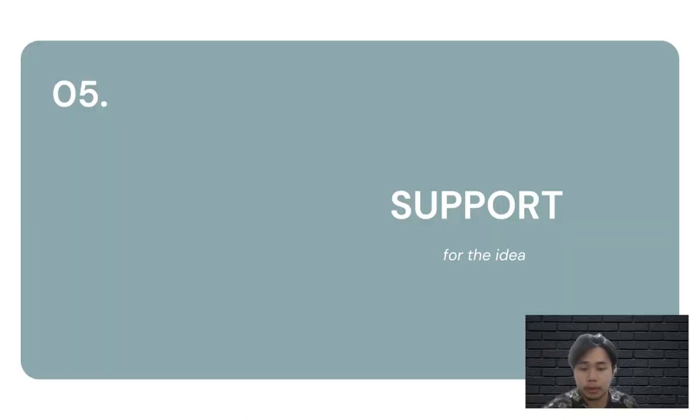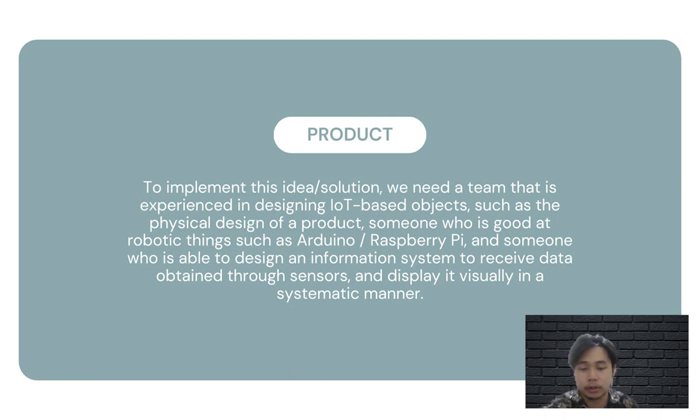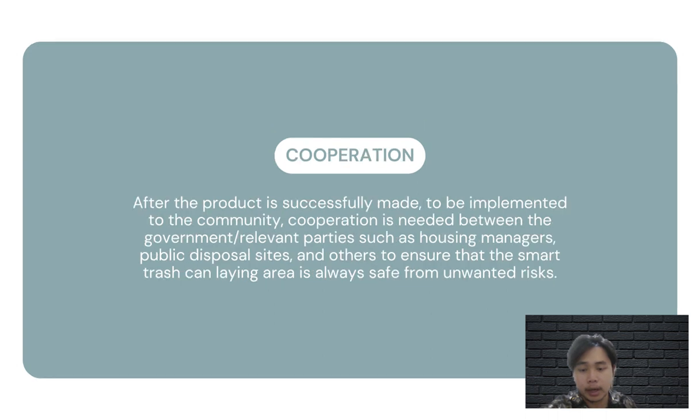What supports are needed to implement this idea or solution? To implement this idea or solution, we need a team that is experienced in designing IoT-based objects, such as the physical design of the product, someone who is good at robotic things, such as Arduino or Raspberry Pi, and someone who is able to design an information system to receive data obtained through sensors and display its value in a systematic manner.